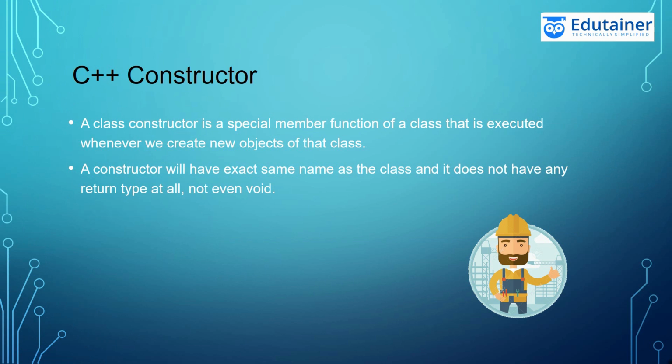We have two types of constructors, default constructor and parameterized constructor. In a default constructor, we are not passing any values, it is just a default constructor, whereas in a parameterized constructor, we will be passing some arguments. So let me show you some examples in code blocks.